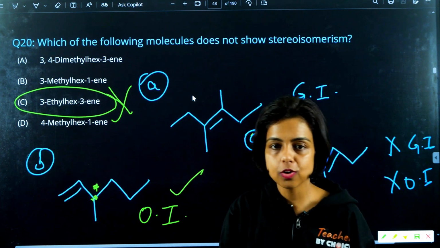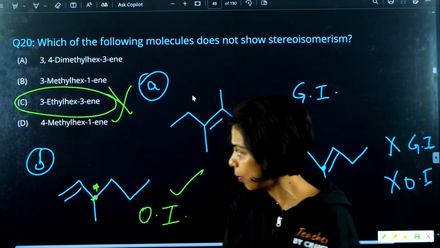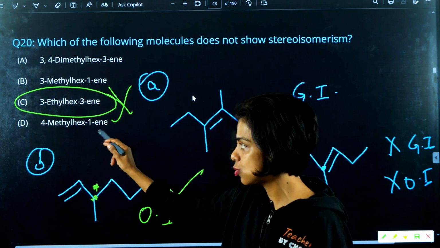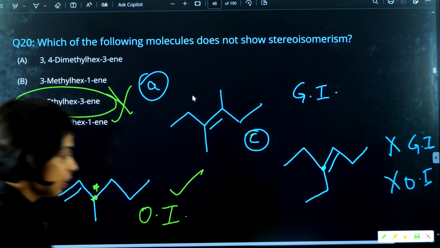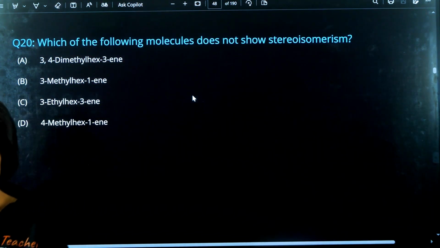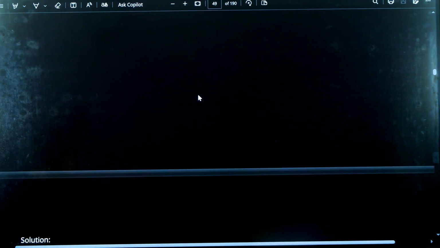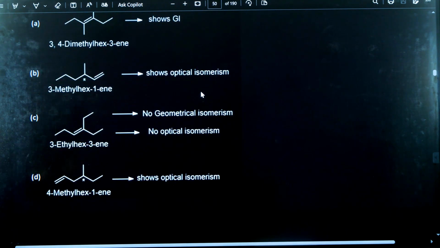You can check the fourth one also. Definitely it should show some isomerism, because there is one double bond, so that has to show optical isomerism because geometrical it cannot show. So we got our answer, guys. The answer is B. C will not show any kind of isomerism. No optical, no geometrical. Got it, guys? I hope you got it right.